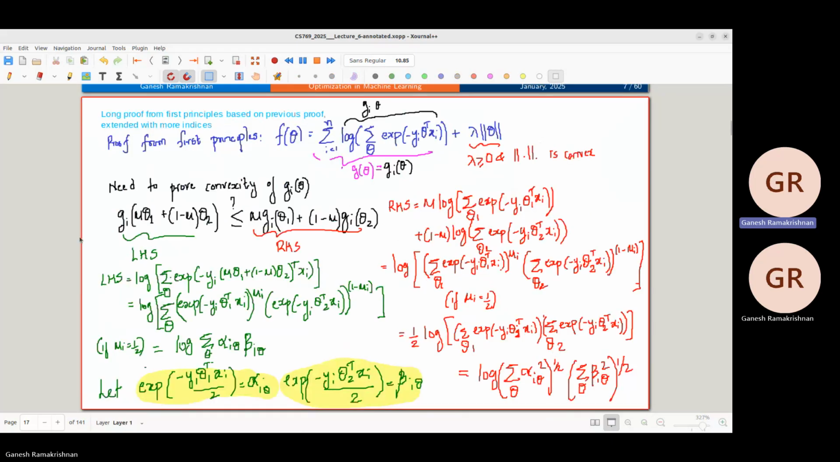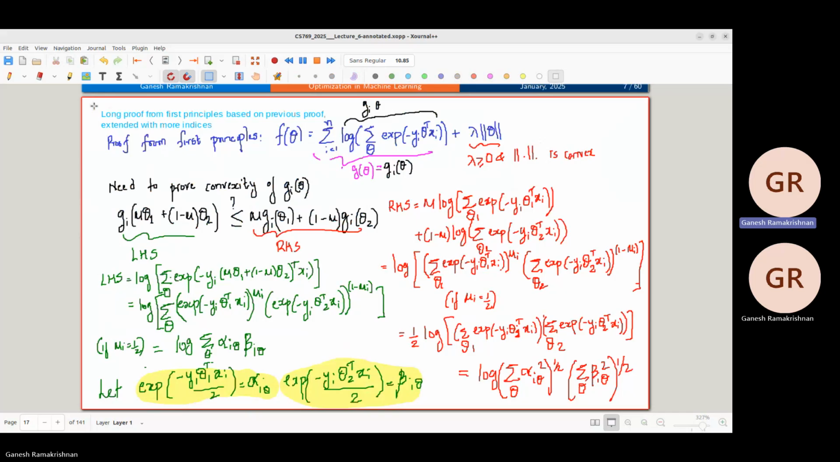I've put down the same set of expressions I had. If you want to do it from first principles, I've written it down again, but it's basically the same. The only difference is that earlier we had alpha, a much simpler term here. Now we have the exponential of minus yi times theta transpose xi. That's the only thing that has changed.